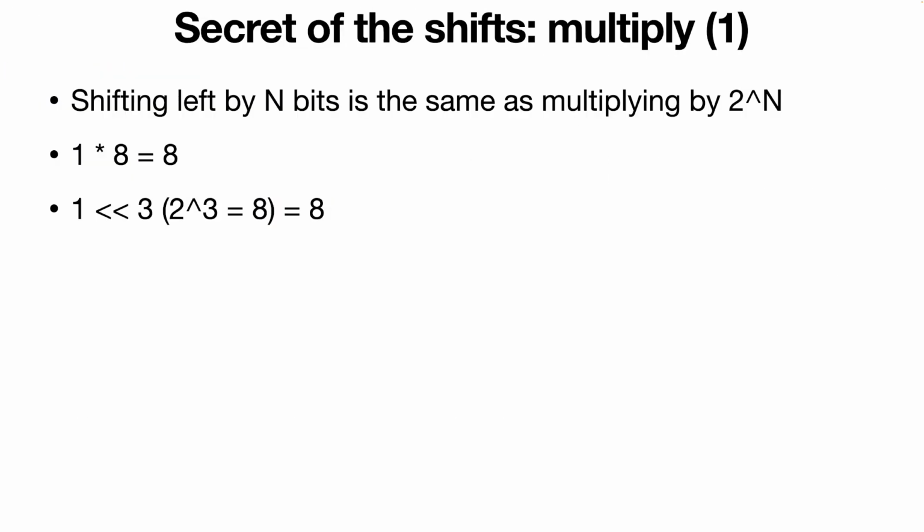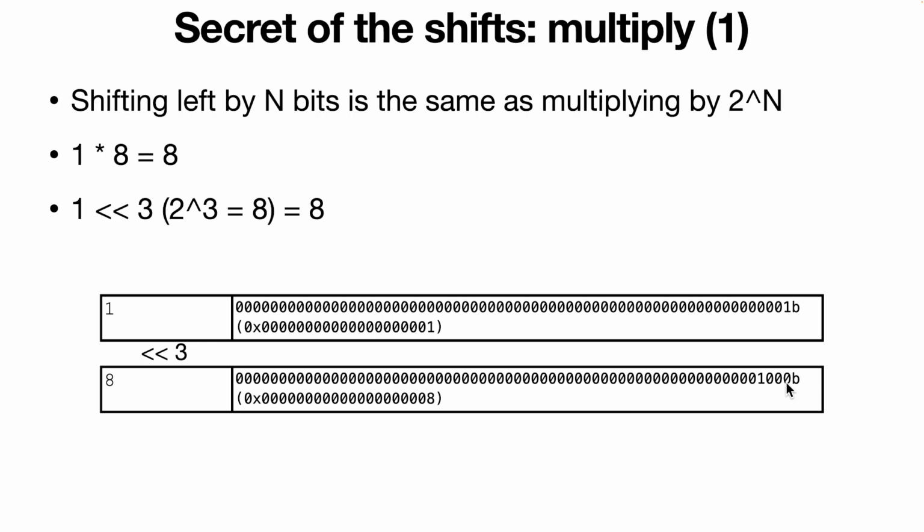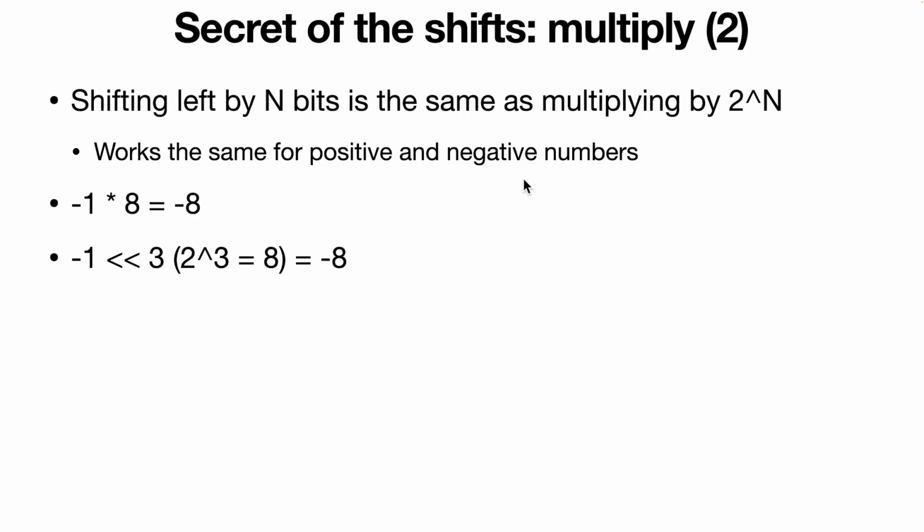So you may already know this, but for those who don't, I have to share with you the secret of the shifts. The fact that shifting left by n bits is the same as multiplying by 2 to the n. So if we have the number 1 and we multiply it by 8, we of course expect 8. Also, if we have the number 1 and we shift it left by 3 bits, which is 2 to the 3, which is 8, then we should also get an 8. So here's our number 1, shifting left by 3 bits, and here we have the number 8, right? So we started with 1 and shift 1, 2, 3 bits to the left, and that is indeed the number 8.